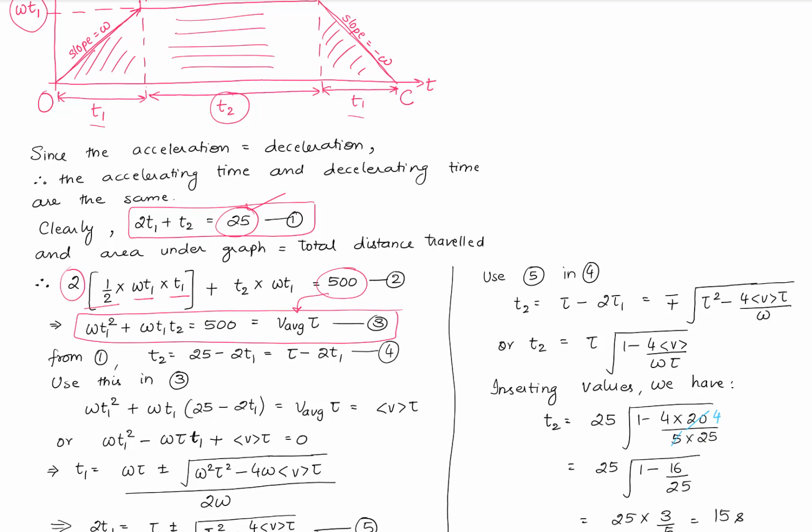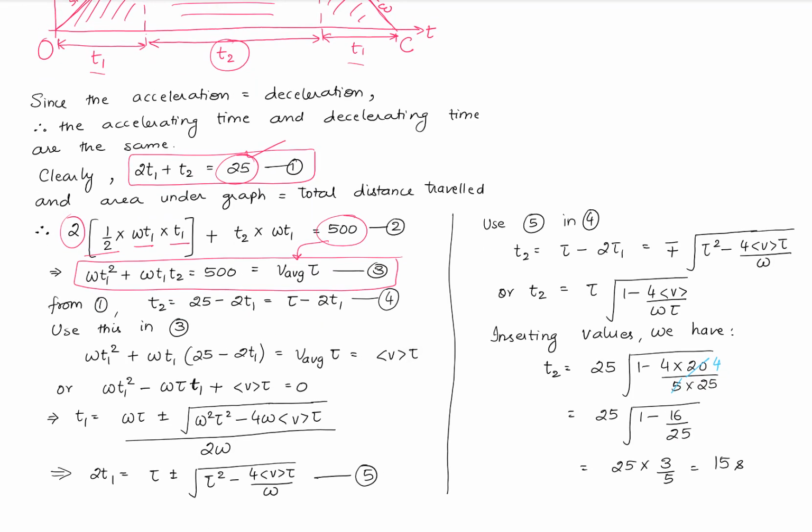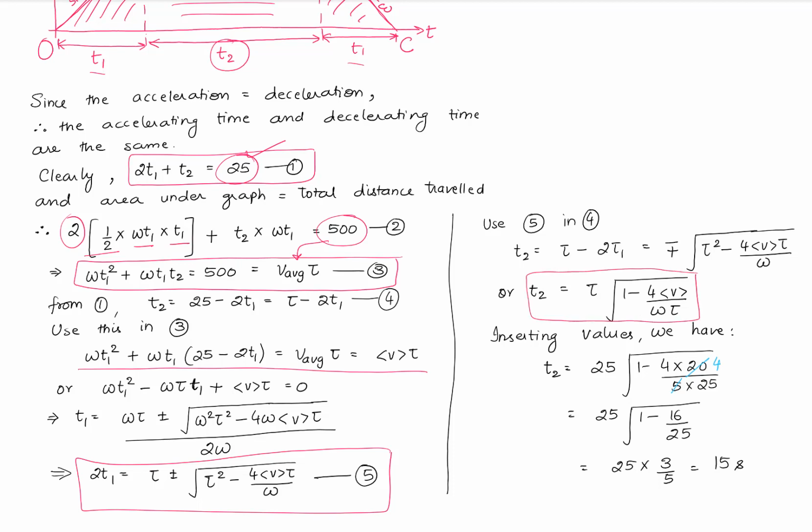We can eliminate t2 from here to have an equation only in terms of t1, that is here, and then we can solve it using the quadratic formula to find out two values of t1, and these two values of t1 here, which are shown in equation number 5, will help us to find out the values of t2. Now of course, because t2 cannot be negative, we will have only one final value of t2, in which after inserting the values that he has provided, we will get the answer as 15 seconds.